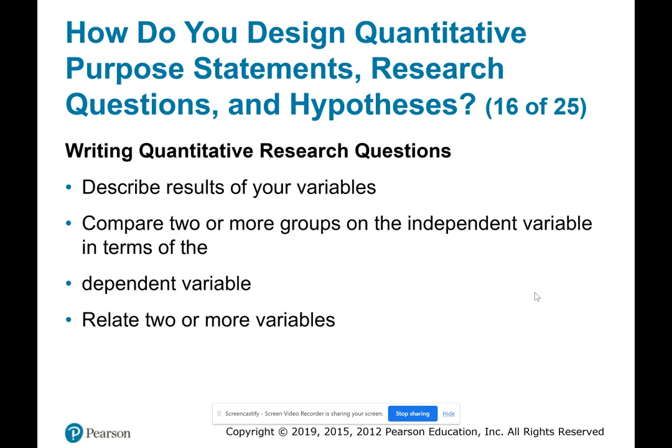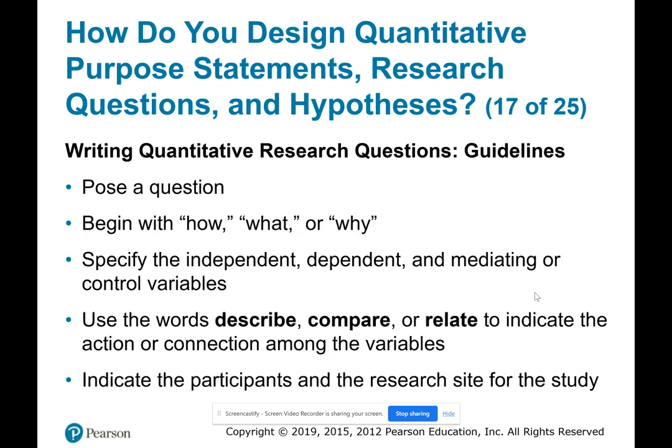Because research questions narrow and focus the purpose statement, they serve to restate the purpose as specific questions that the researcher seeks to answer. Research questions describe the participants' reaction to a single variable, compare groups on an outcome, or relate variables. They are found in all types of quantitative research studies, such as experiments, correlational studies, and surveys.